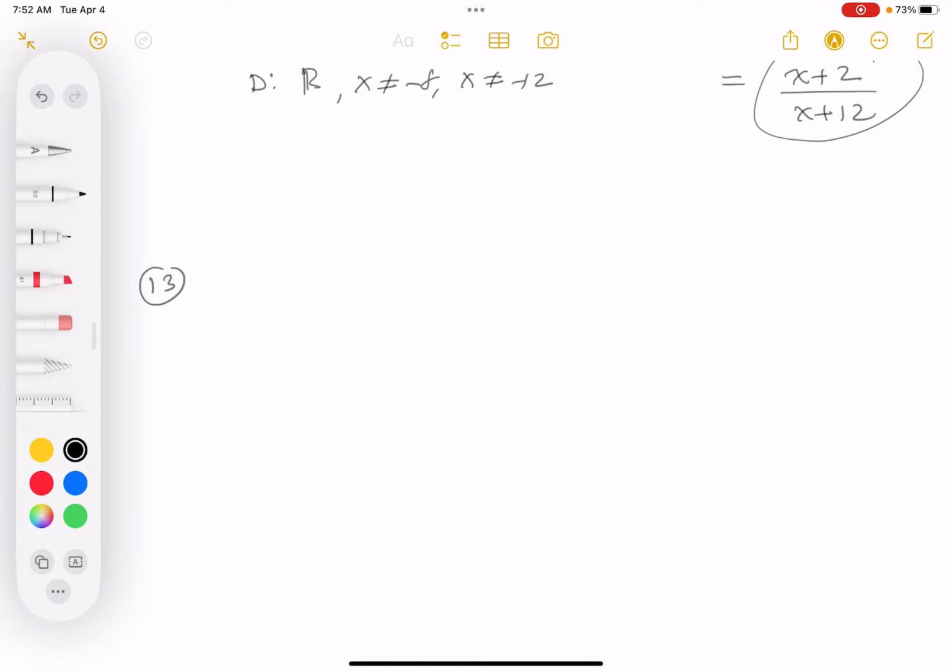Okay, number 13, what are you saying? 3x minus 2 times x plus 2. And then you get 3x minus 4, x plus 2.